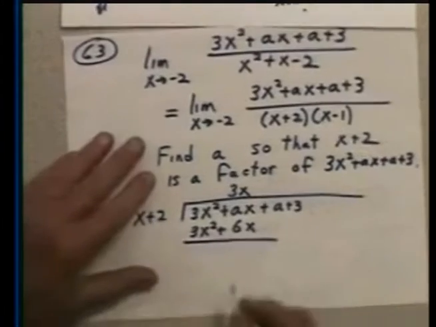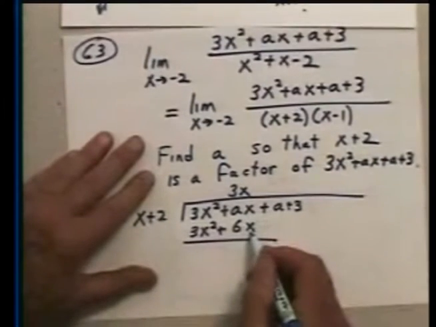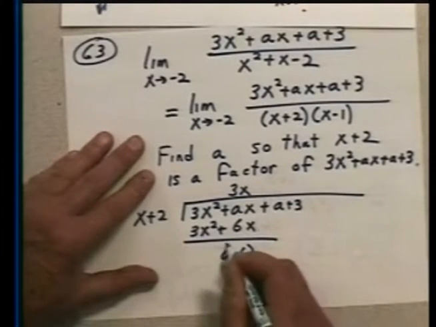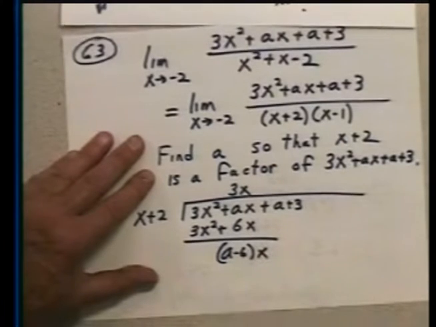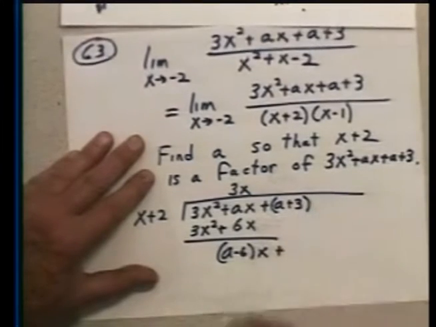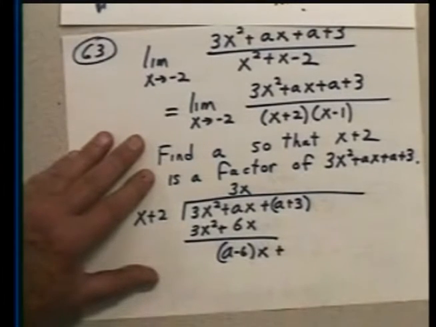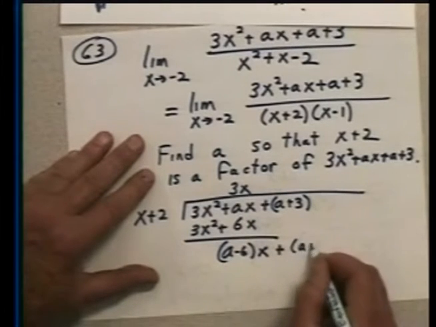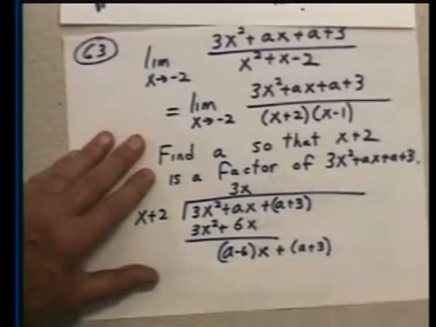You subtract. Okay, what's ax minus 6x? A minus 6 times x. You okay with that? And then drop down the next term. Well, this term is the a plus 3. It's not just a, it's the term without any x in it. So you drop down the entire a plus 3. Sometimes that throws people off a little bit.